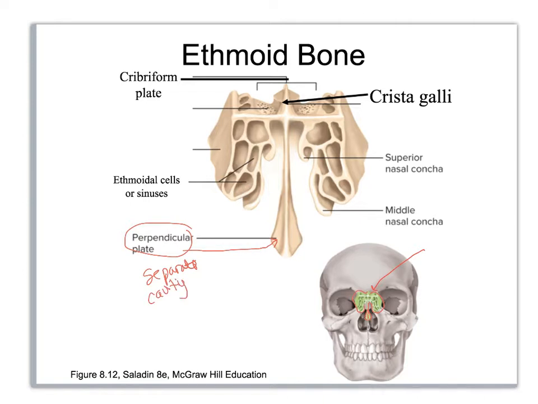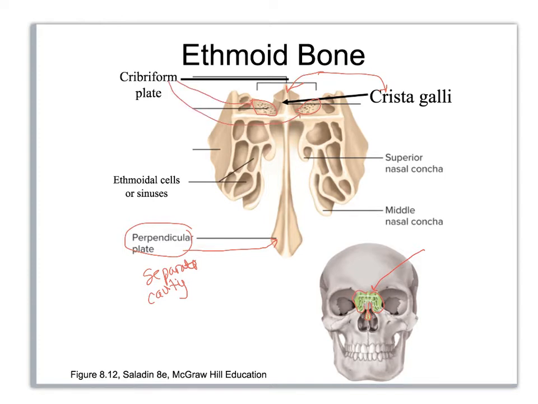Now, up here, we've already looked at this thing, which is your crista galli. This is sticking up, and this is where the dura mater attaches. Now this is really nice because you can really see what the cribriform plate looks like. So this is your cribriform plate here and here.